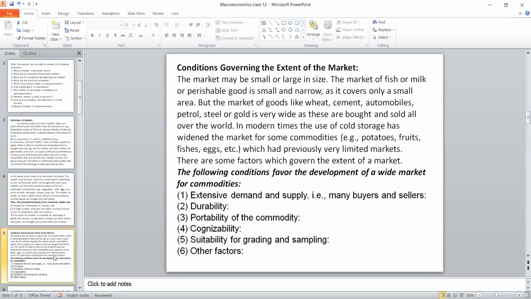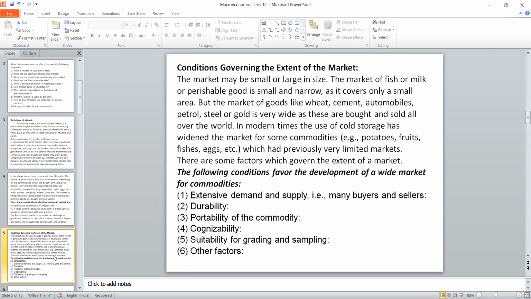Suppose you consider a market for fish or milk or any other perishable vegetables and fruits, definitely it will be small and narrow as it covers a very small area. The market of goods like cement, automobile, gold, all these things have durability. Definitely the size of the market will be very wide. It is not only the local market, it will be for state level, national level or international level because all people prefer that.